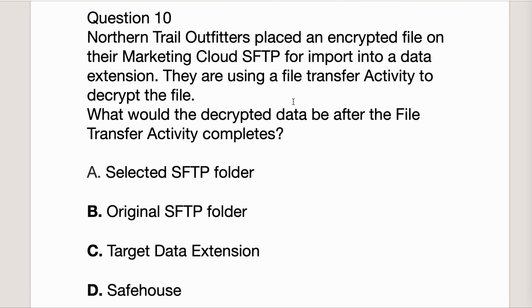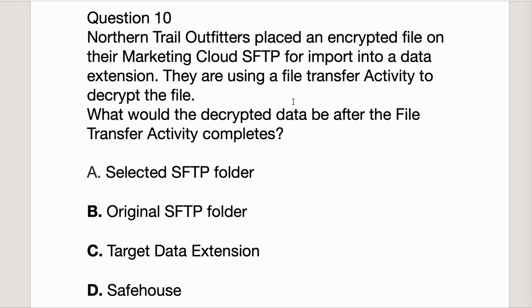Northern Trail Outfitters places the encrypted file on their Marketing Cloud SFTP for import into a data extension. They are using a file transfer activity to decrypt the file. What would the decrypted data be after the file transfer activity is completed?